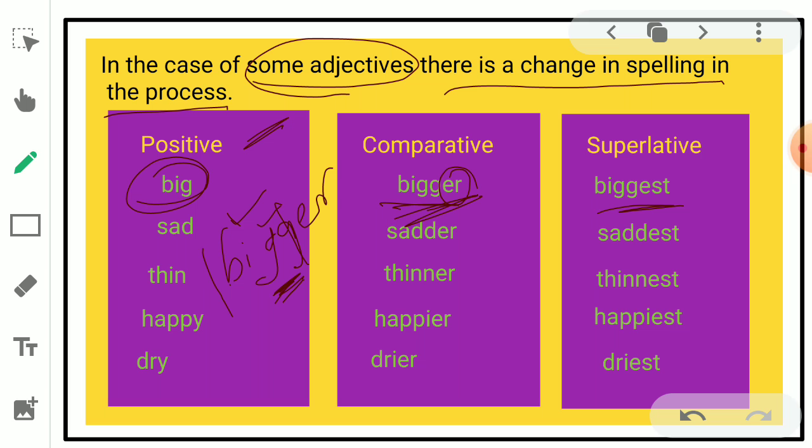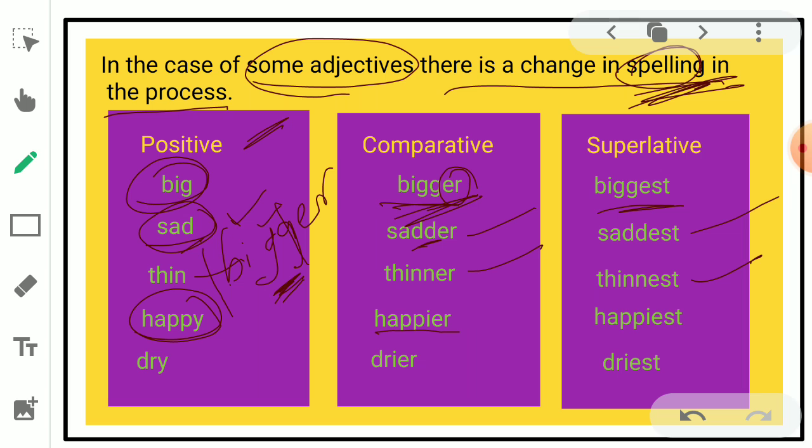Similarly, sad is also the same case. We have only one syllable and it ends with D, a consonant letter, so it doubles: sadder, saddest. Thin, thinner, thinnest, a similar case. When we come to happy, how is the spelling changing here? Here we have to see that the spelling is changed.